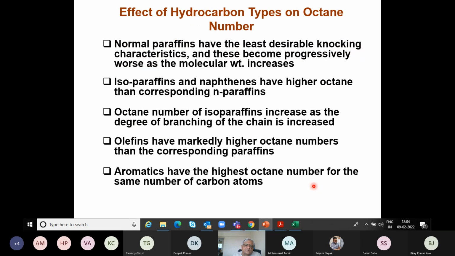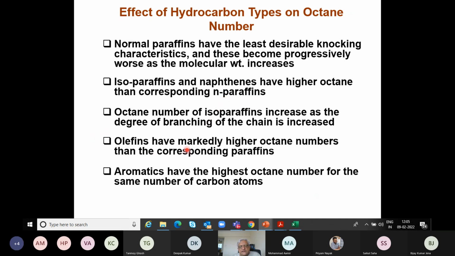Why do we do this? What does it do? The catalytic reformer converts paraffins to isoparaffins and naphthenes to aromatics. And the reason is that normal paraffins have a very low octane number. They have the least desirable knocking characteristics, as we already studied in the first lecture. The isoparaffins are useful because they have a high octane, both isoparaffins and naphthenes. But then in the reformer, the naphthene gets converted to aromatics.